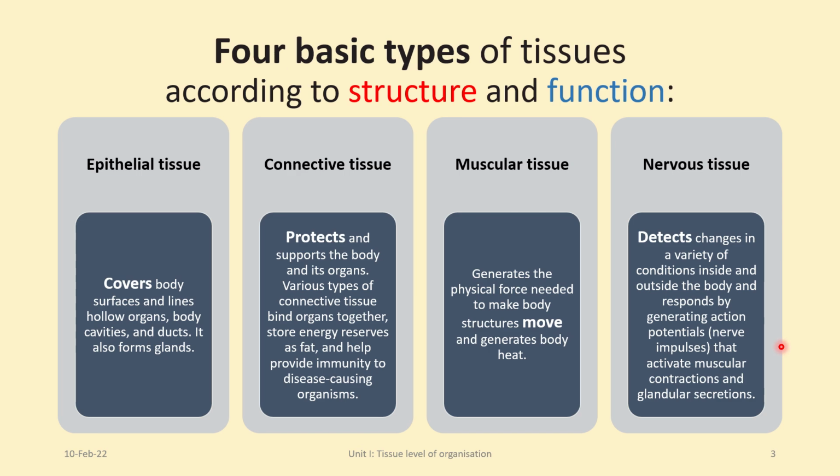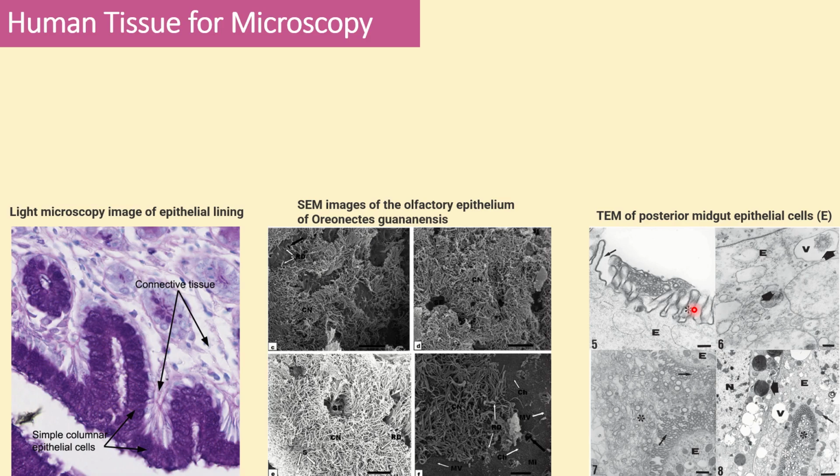So if I have to classify according to the structure and function, the 4 types of tissue: epithelial tissue is responsible for covering body surfaces, connective tissue is responsible for protecting the body and supporting the various organs, muscular tissue is responsible for generating movements as well as heat, and nervous tissue is responsible for detecting all these changes and generating impulses or action potentials.